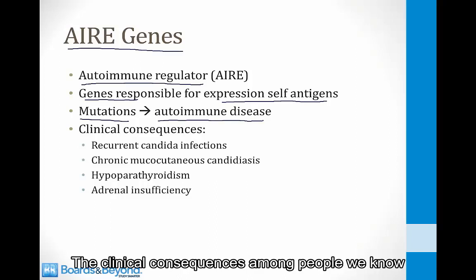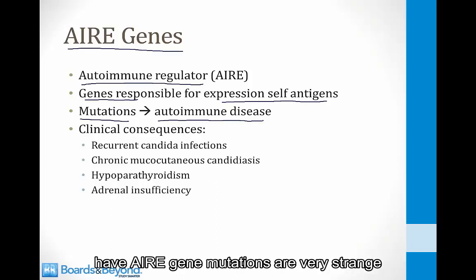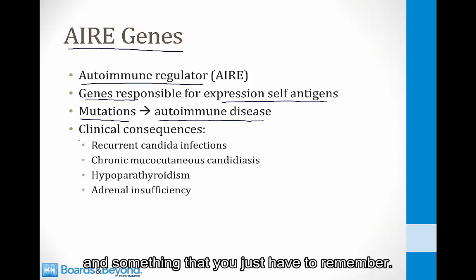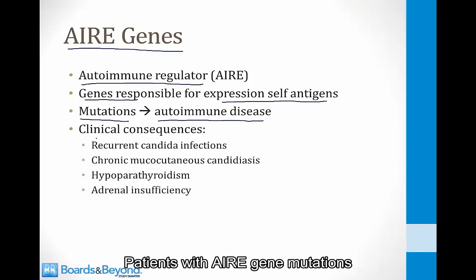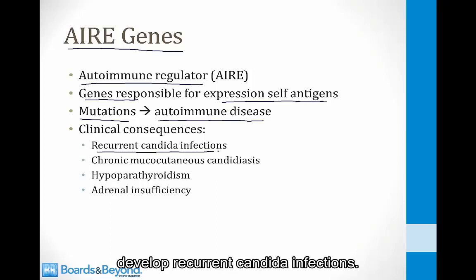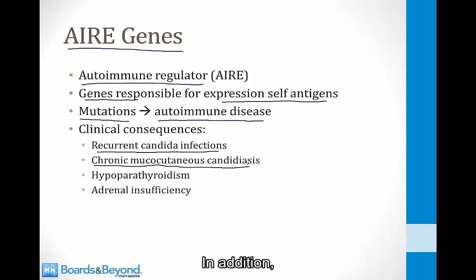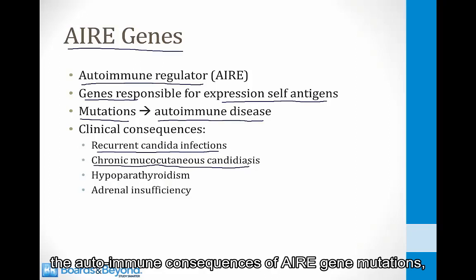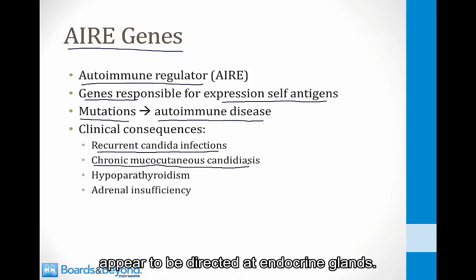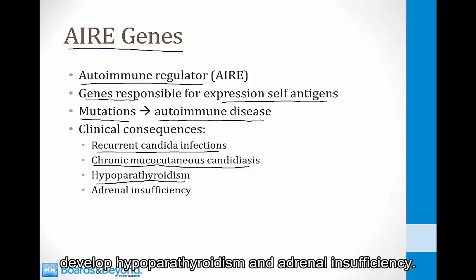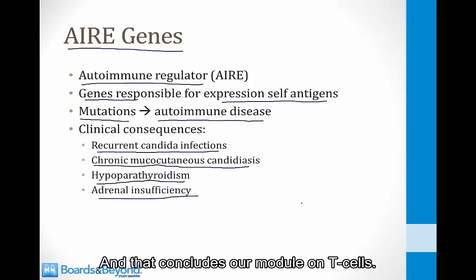The clinical consequences among people we know have AIRE gene mutations are very strange and something that you just have to remember. Patients with AIRE gene mutations develop recurrent candida infections. They get a condition called chronic mucocutaneous candidiasis. I talk more about this in the module on immunodeficiency syndromes. In addition, the autoimmune consequences of AIRE gene mutations, for reasons that are poorly understood, appear to be directed at endocrine glands. So patients with AIRE gene mutations develop hypoparathyroidism and adrenal insufficiency. And that concludes our module on T cells.